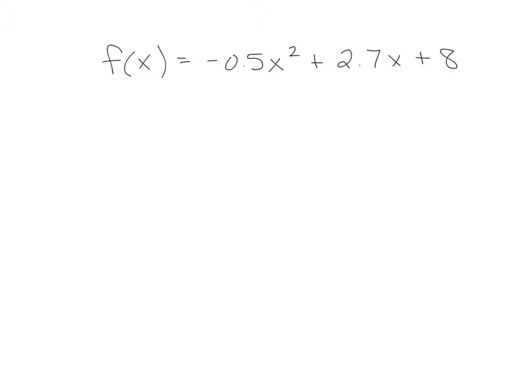Part B asks us to figure out how far the ball travels horizontally before hitting the ground. In order to figure out this answer, we can draw a quick sketch. So this is a parabola and it's opening downward. So when the ball hits the ground, it's at 0 on the y-axis.